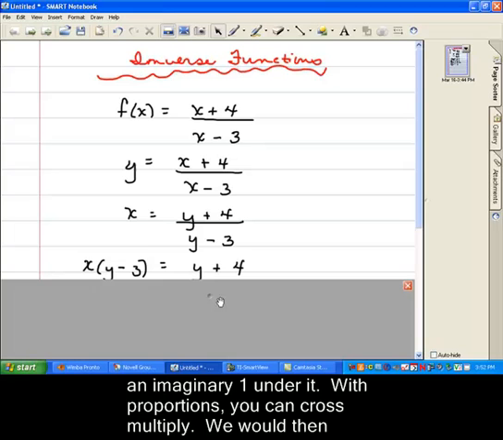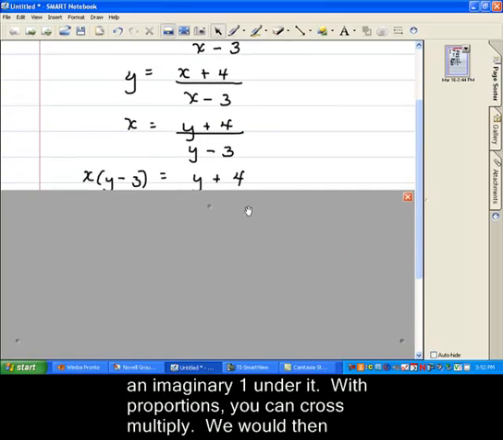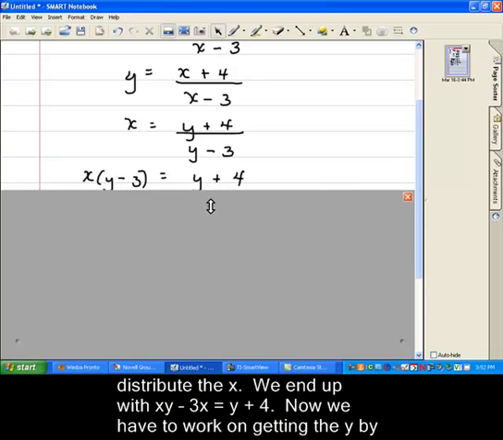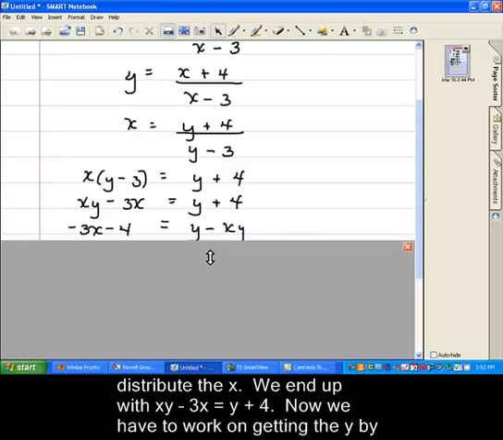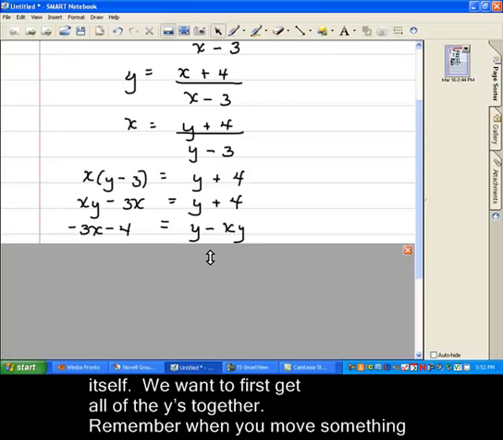If I cross multiply, I get x times y minus 3 and y plus 4 times the imaginary 1. And when we do that, algebraically, we can distribute the x. So we end up with xy minus 3x. We still have our y plus 4 over here because y plus 4 times 1 was y plus 4. Now we have to try to work on getting the y by itself. So what we want to do first is get all the y's together. So that's what I've done. I've just moved things across the equal sign to get the y's together.